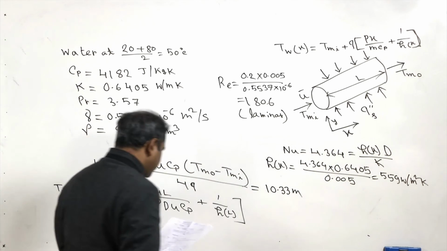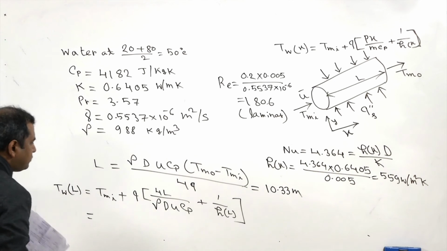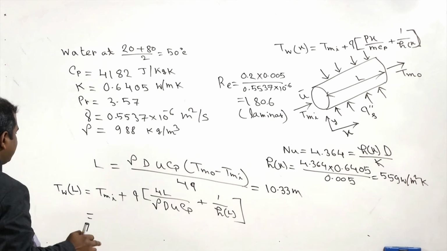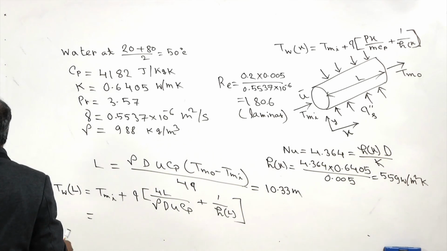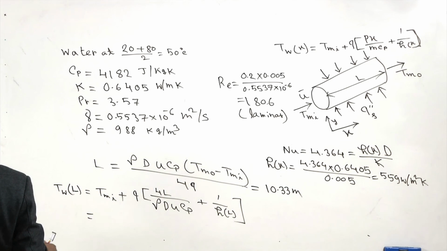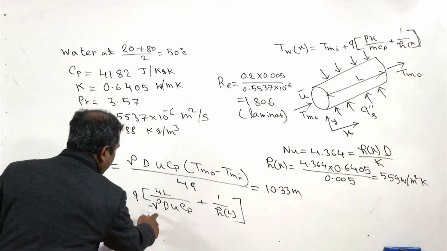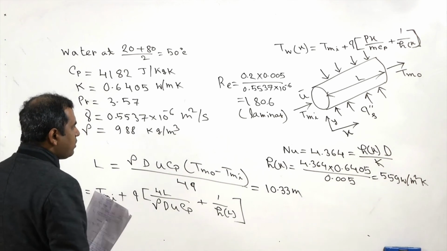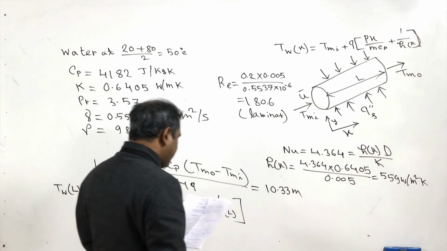On the other hand, the surface temperature Tmi is known, Q is nothing but 0.6 watt per centimeter square, and the value of L is known. L is what we just calculated, 10.33 meter, and then rho, D, U, Cp are all known to you. H we just found out over here, so H will be 559.